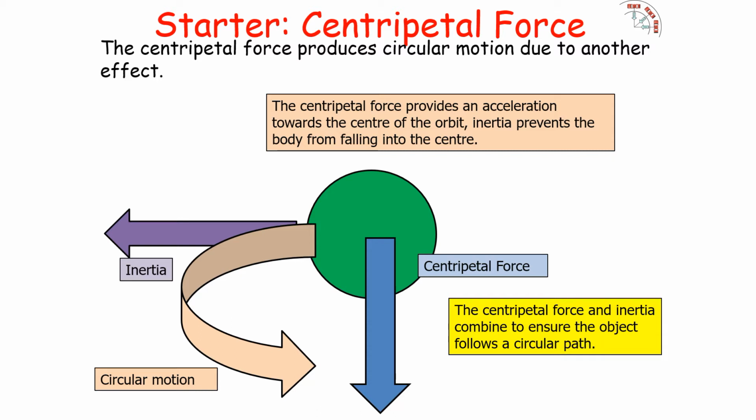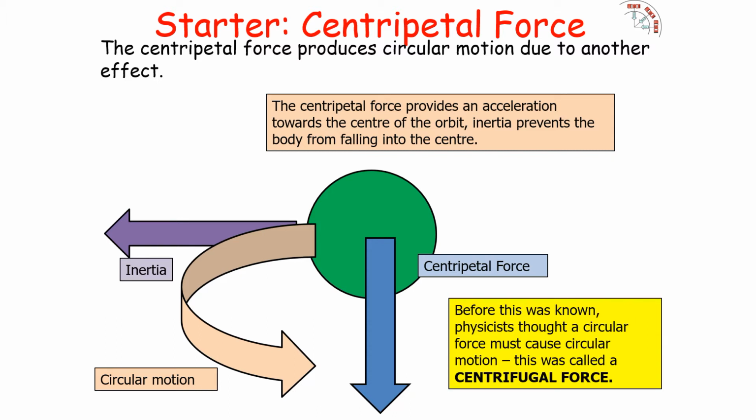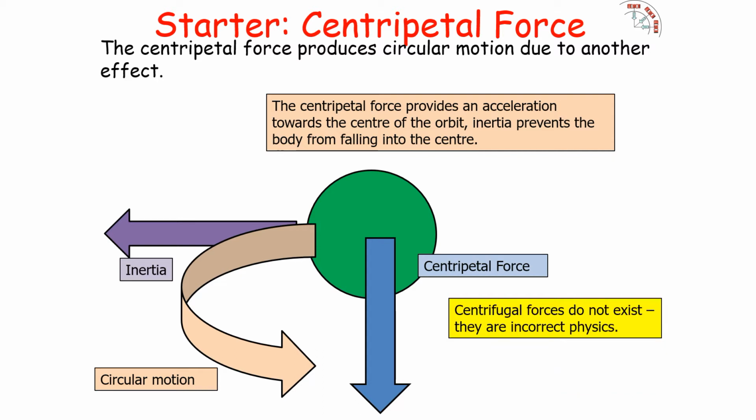Therefore we can say the centripetal force and inertia combine to ensure the object follows a circular path. Before this was known, physicists thought that a circular force must cause circular motion, much like how a linear force causes linear motion, which we call the centrifugal force. But now we know this does not exist. Centrifugal forces are fictitious forces, so it's incorrect physics. The centrifugal force is actually the representation of the combination of inertia resisting the centripetal force.